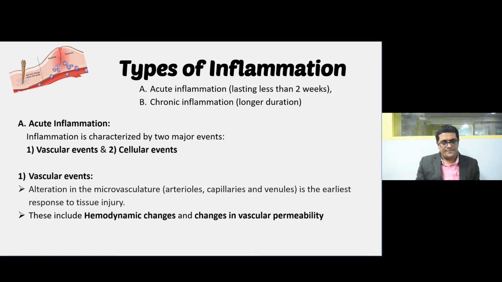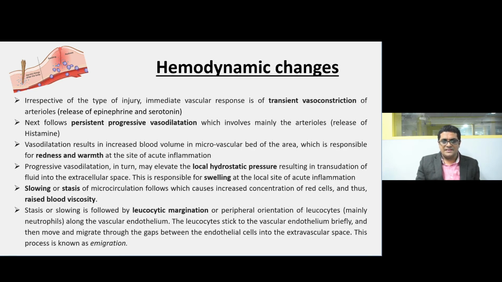Vascular event: alteration in the microvasculature like arterioles, capillaries and venules is the earliest response to tissue injury. This includes hemodynamic changes and changes in vascular permeability. As vascular permeability increases, the porosity of the blood vessels is increased. Irrespective of the type of injury, the immediate vascular response is a transient vasoconstriction. So first, with any kind of injury, a small amount of epinephrine and serotonin is released, and this epinephrine and serotonin cause transient vasoconstriction of the arterioles.